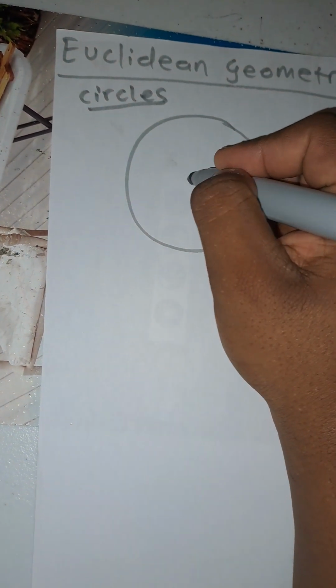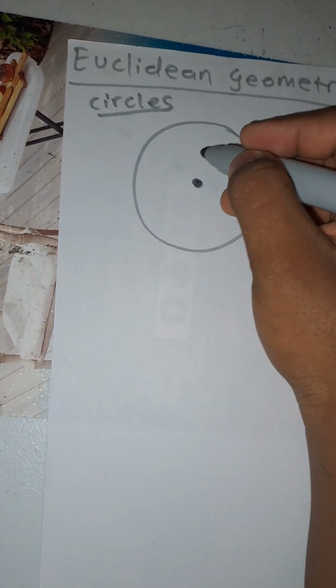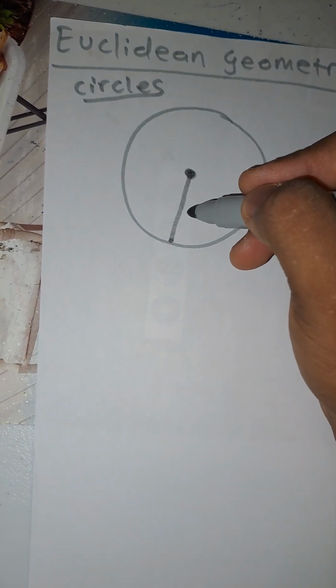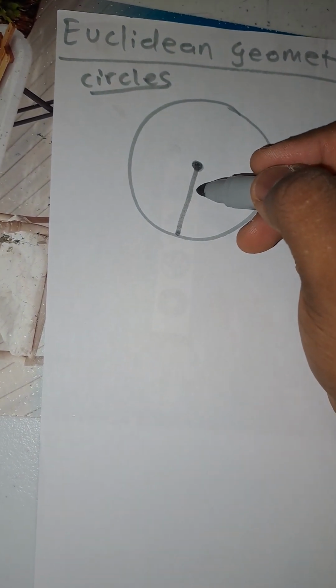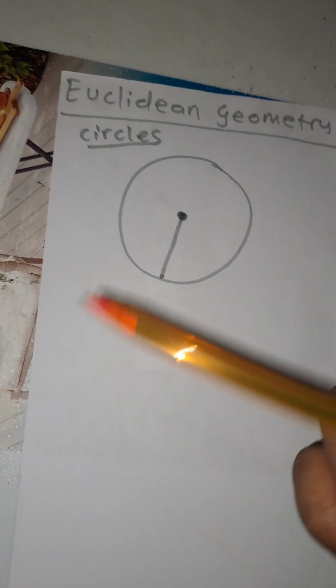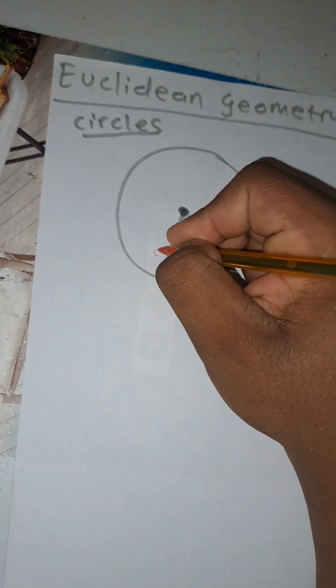I have this dot which is what? The center of the circle. But I know a line from the center to the circumference, it is what? The radius. So this is my radius.